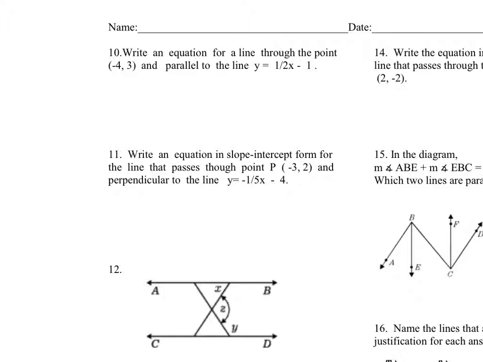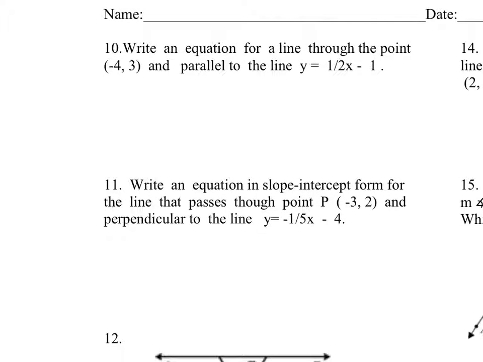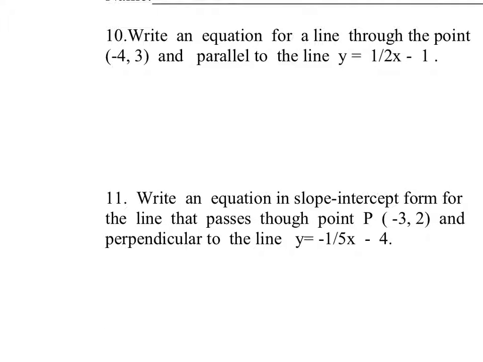All right, here we are on page 2, the back of the lines and parallel lines and equations test review. So number 10, we start here. Write an equation for a line that goes through the point (4, 3) and is parallel to the given line. So for all these questions of writing equations, just remember the general idea. You need two things. You need a slope and you need a point.